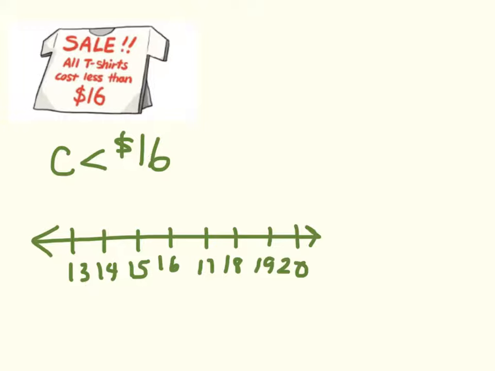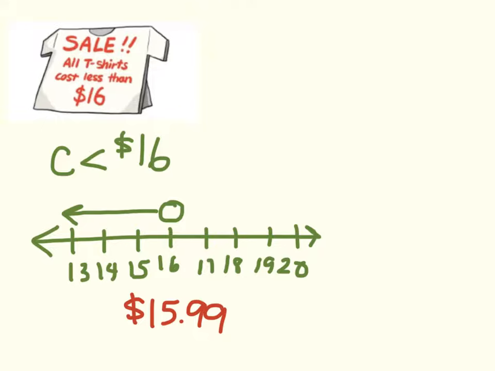C is less than 16, so we'll draw an open circle over 16 to show that every number up to 16 is included, but 16 is not. Draw a line going to the left to indicate that every quantity to the left of 16, or less than 16, is included in our set. What is the greatest possible cost of a t-shirt? That would be $15.99, all the way up to 16, but not including 16.